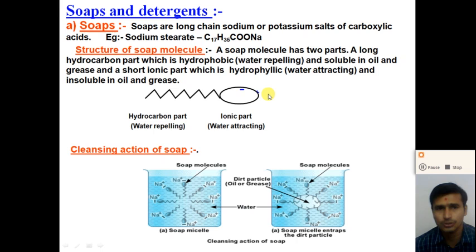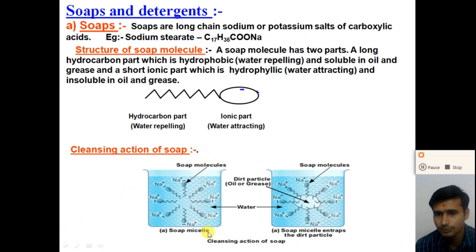So here the soap molecule has two parts. One part is the long hydrocarbon part, which is called hydrophobic, the water repelling part, and it is soluble in oil and grease, right? And the second part is the short ionic part, which is hydrophilic, the water attracting part. It is insoluble in oil and grease, right? Now how does the cleaning action occur? Cleaning action of the soap molecules.